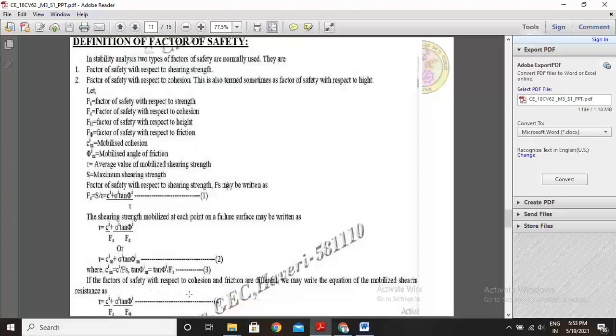If the factors of safety with respect to cohesion and friction are different, we may write the equation of the mobilized shearing resistance as tau equal to c dash by Fs plus sigma dash tan phi dash by Fi. This is equation number 4. These are the final equations obtained to calculate factor of safety with respect to cohesion, shearing strength, etc.